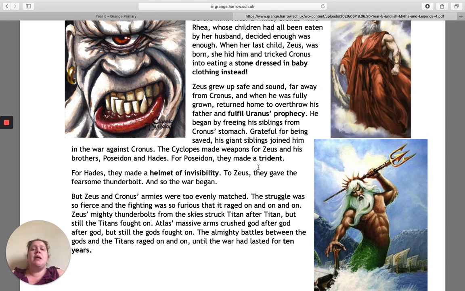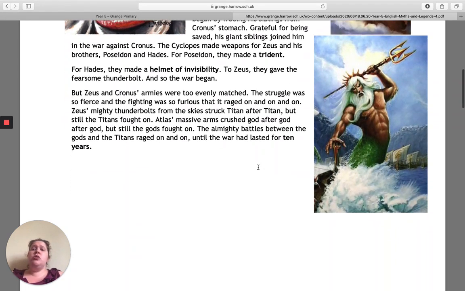For Poseidon they made a trident. For Hades they made a helmet of invisibility. To Zeus they gave the fearsome thunderbolt, and so the war began. But Zeus and Kronos' armies were too evenly matched.